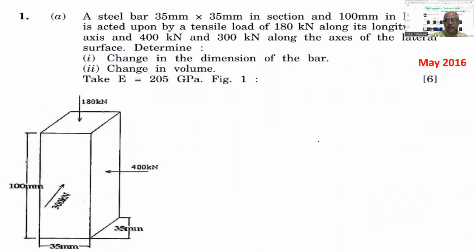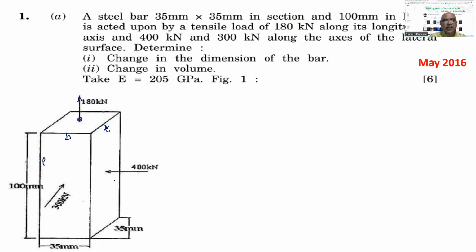Now we have this question: a steel bar 35 mm by 35 mm in section and 100 mm in length. This will be L, and then you can take B and T anywhere, any dimension, because it is the same. So this will be B and this will be T. Along the longitudinal axis, it is mentioned tensile 180 kilonewton. The figure shows compression, so it is wrong actually. We have this as 180 kilonewton tensile.